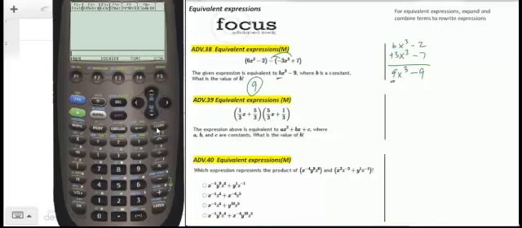be my answer. Once again, if I'm using my TI-89, I can simply type in the exact expression that I have.